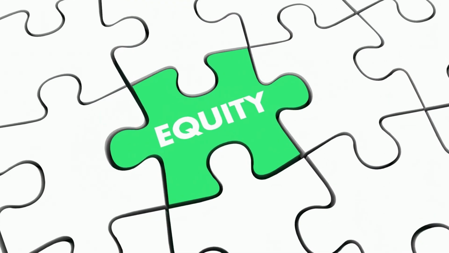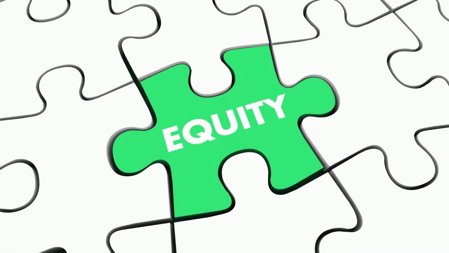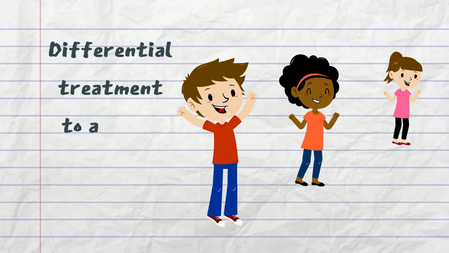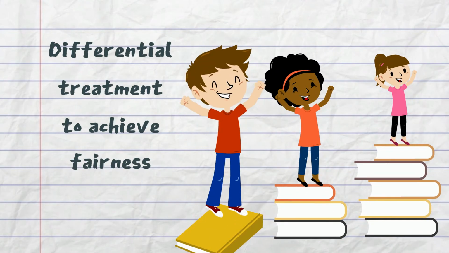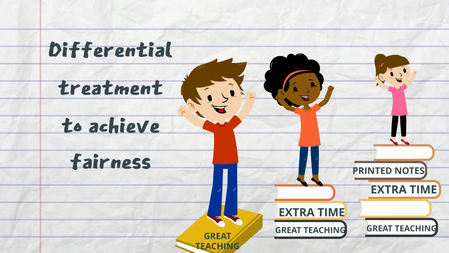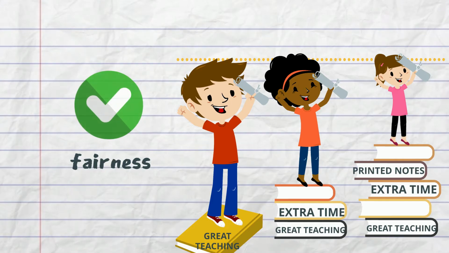The Equity Assistance Center defines equity as the product of a process that ensures fairness for every student. Equity recognizes that some students must receive differential treatment to achieve fairness. Fairness means that students get what they need to have access to educational opportunities. The provision of services under Section 504 is one such way to achieve fairness.